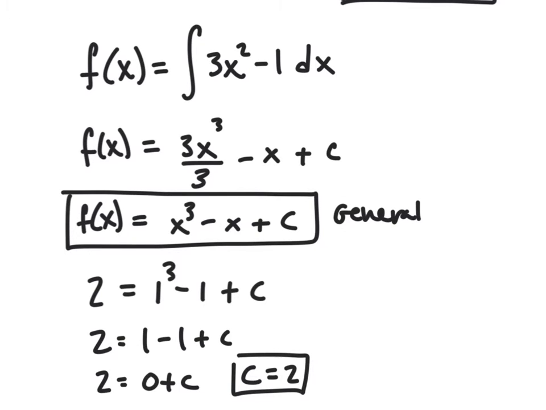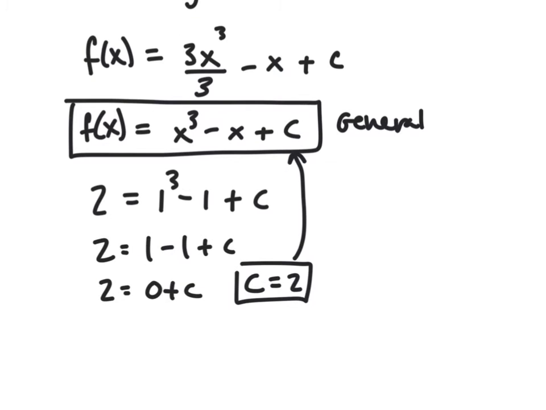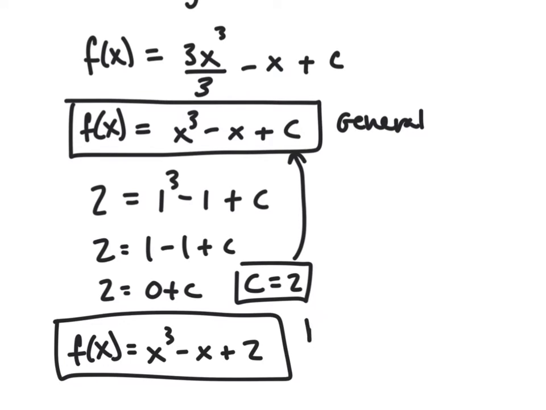So I'm going to take this, plug it back in for c here, and then write my original function, f of x. That's going to give me x cubed minus x plus 2. And this is my particular solution. Particular. So this is what we're looking for.